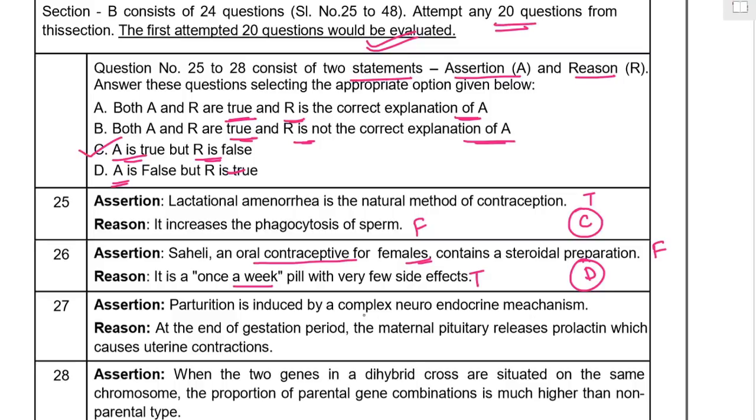27th. Parturition is induced by a complex neuroendocrine mechanism.